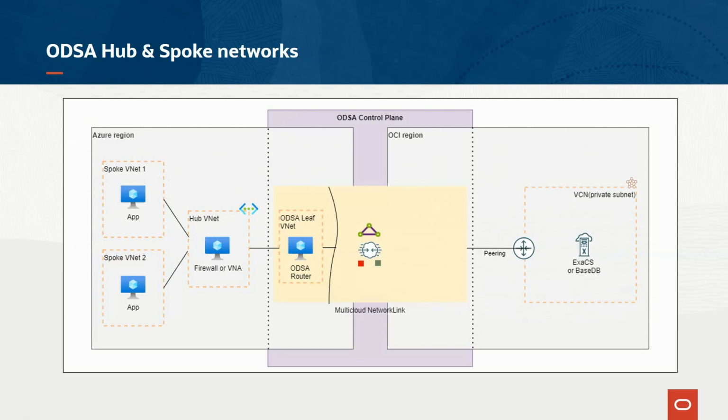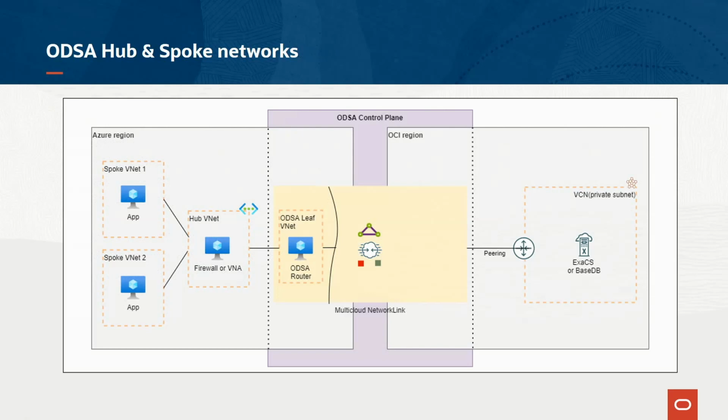That was probably already set up before ODSA even got a sniff at this. So spoke VNet 1 and spoke VNet 2, if they need to talk to each other, they speak through the hub VNet, and the route tables in those spoke VNets will point to the VNA or the firewall, whichever is the routing device in the hub, to gain access to the other side.